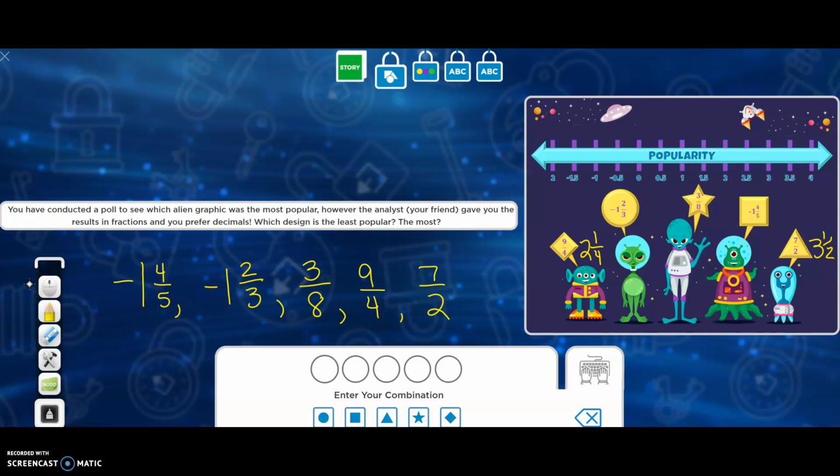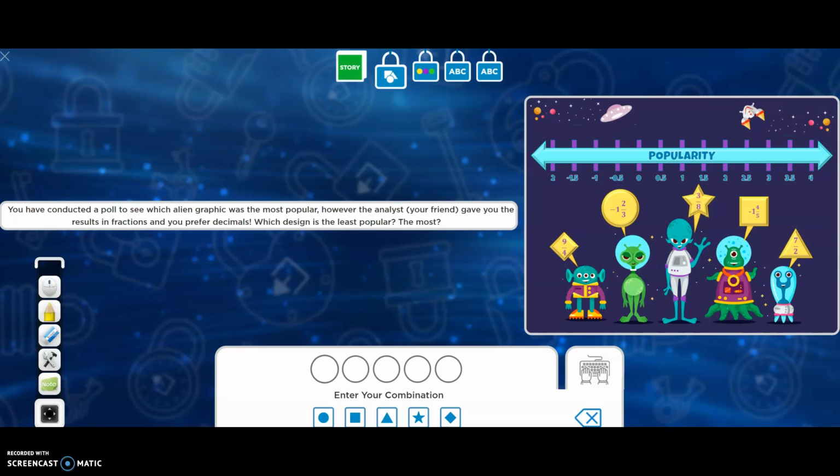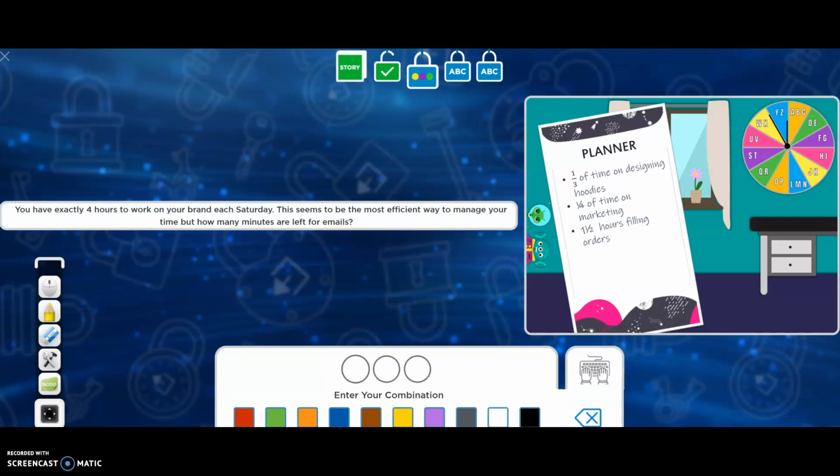I'm going to go with the square, followed by the circle, followed by the star, followed by the diamond, and then finally the triangle. And it let me break out. Awesome. All right, on to the next challenge.